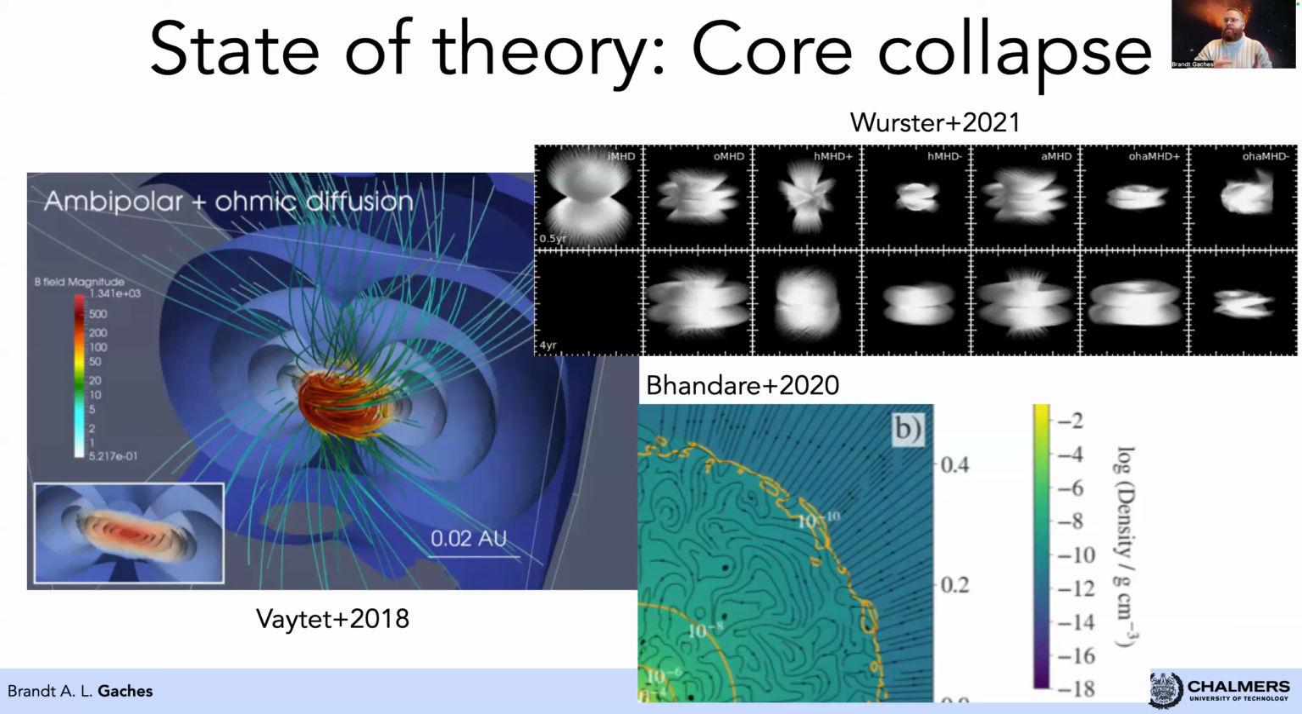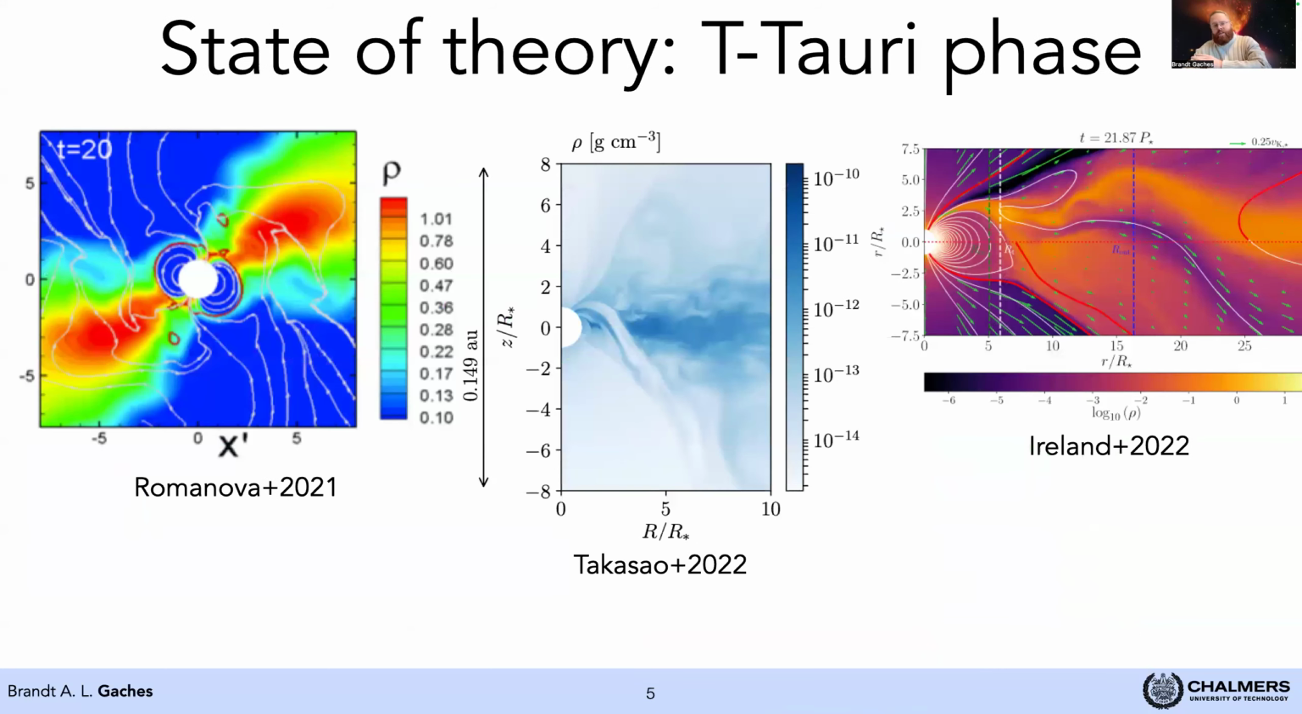And there's been a lot of exploration into what physics is important from here. So I've shown here these are all non-ideal simulations, both 3D for the Vaytet and Wurster simulations, and 2D for Asmita Bhandare's simulations. And these have shown a lot as to what physics is really needed, or what physics is regulating these first core collapses. At the very opposite end of this, we have a lot of numerical simulations.